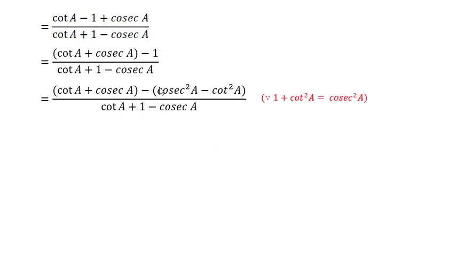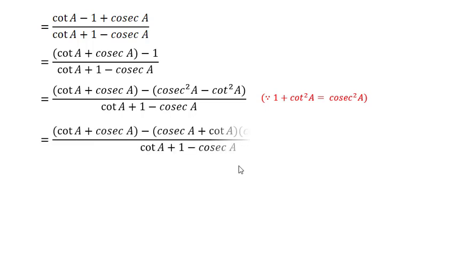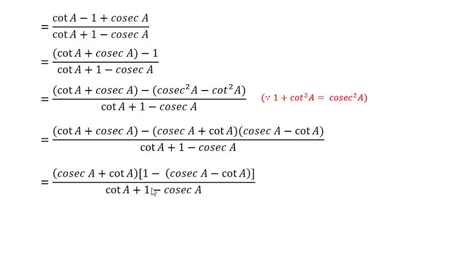As we know that cosec square A minus cot square A is equal to cosec A minus cot A into cosec A plus cot A, let us write it that way. Now you can see that here it is cosec A plus cot A, and here also you are getting cosec A plus cot A. So you can take cosec A plus cot A common. And if you remember, the right hand side you have to prove is cosec A plus cot A only.